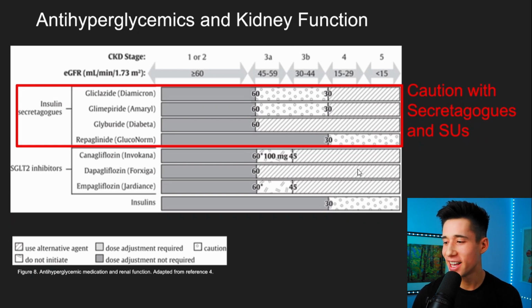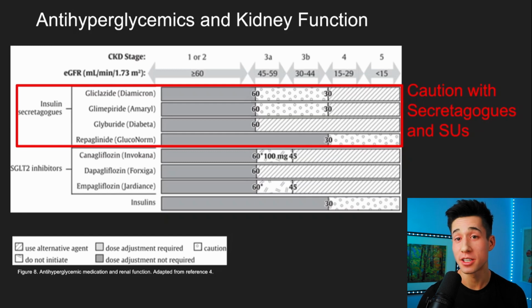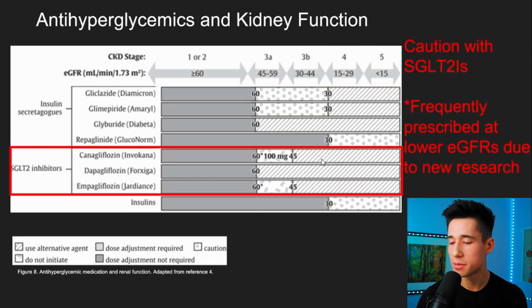Sulfonylureas, you can continue some of them. It's not really recommended. They're going to start accumulating and they're going to increase the chance of your patient experiencing hypoglycemia. So not really recommended at the lower GFRs, but you can see over here, repaglinide you can continue to use. Just be careful.